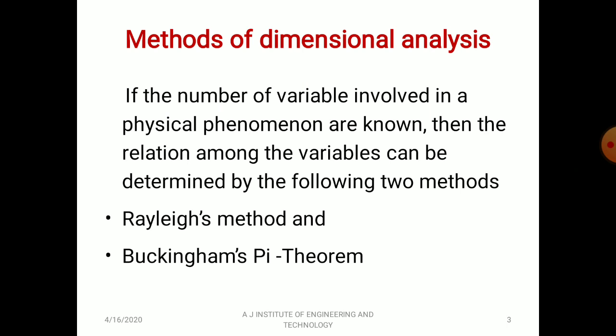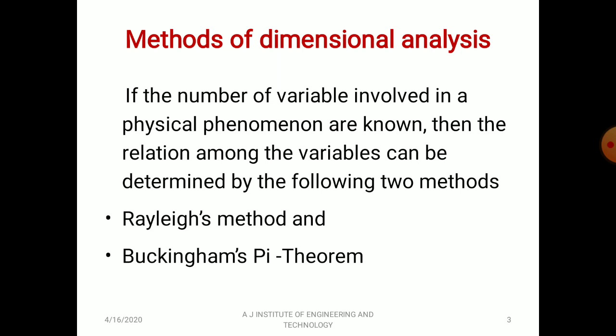If the number of variables involved in a physical phenomenon is known, then the relation among the variables can be determined by the following two methods: Rayleigh's method and Buckingham's pi theorem. A variable means a parameter related to a problem. If those parameters are known in a problem, then we can establish a relationship between the variables.